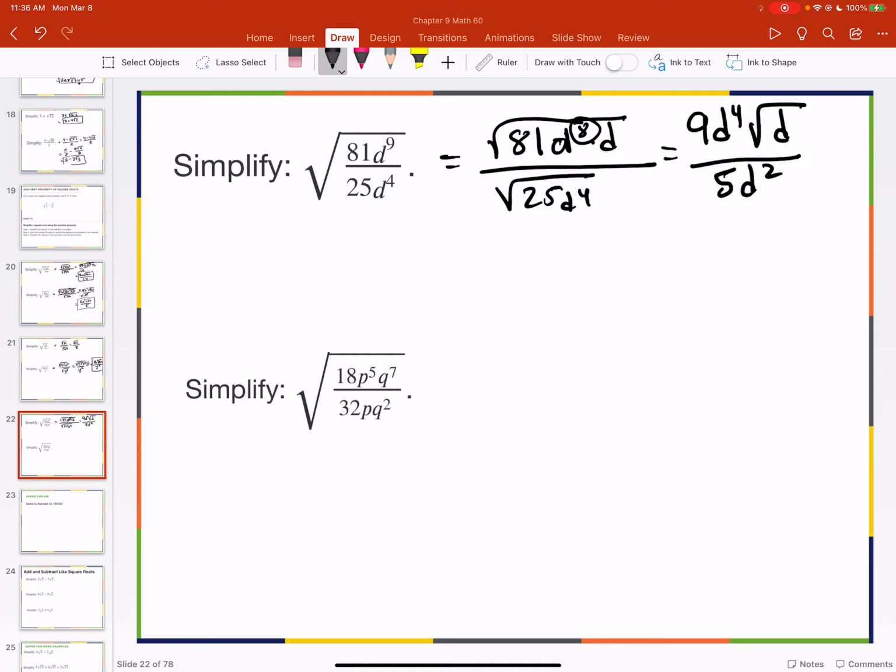Now these can reduce. D squared goes into d to the 4th 2 times. Remember, top minus bottom. So we have 9d squared square root of d. Uh-oh, why did I write it to? D all over 5. And that's it.